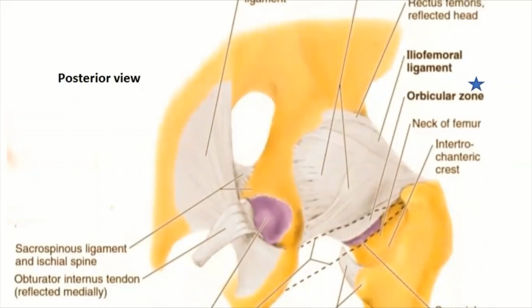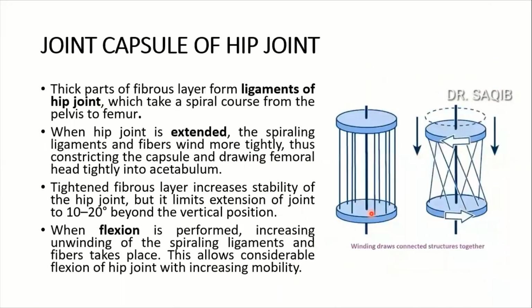Like I discussed joints, the knee joint, with you in the previous video as well. Orbicular zone. You could see this is the orbicular zone, with circular fibers. So this is a very interesting picture, and let's discuss that. This is a thick part of the fibrous layer forming the ligaments of the hip joint, which take a spiral course from the pelvis to the femur.